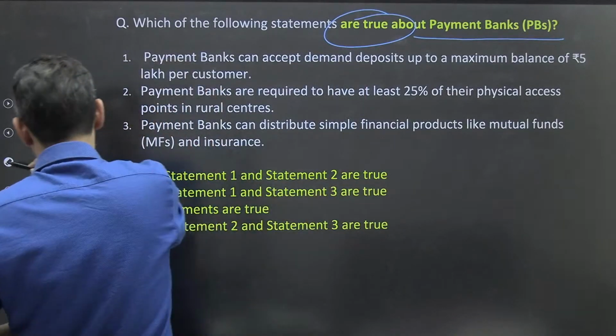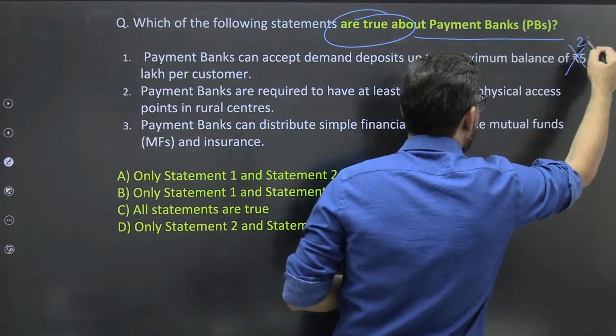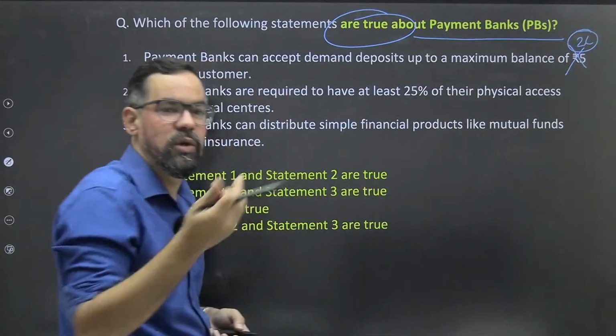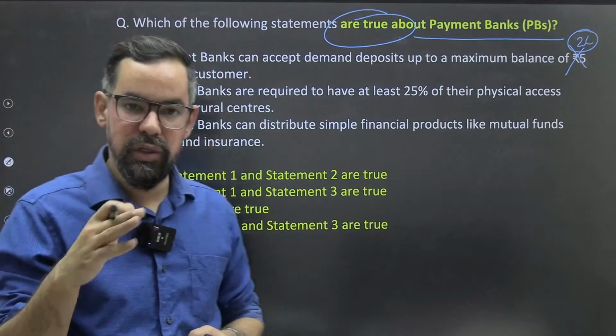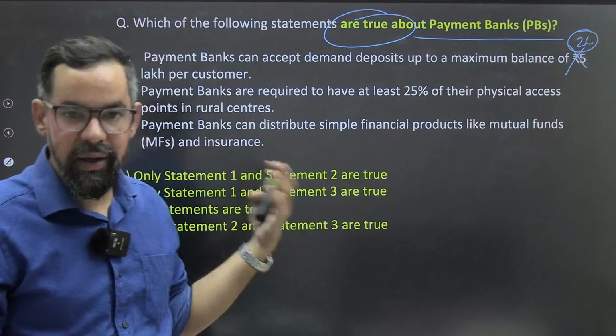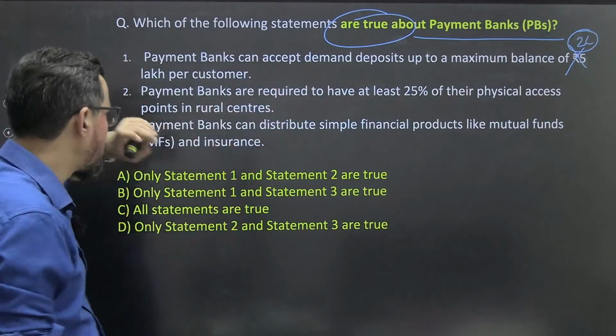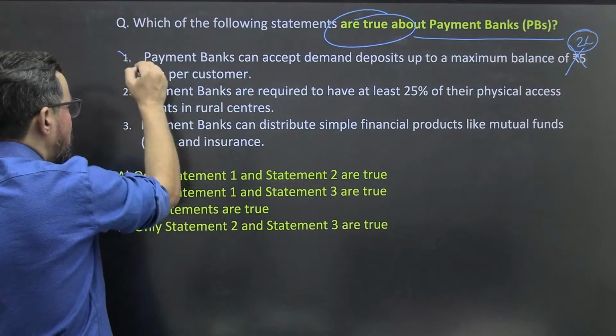Yes, they can accept demand deposit, but up to a limit of not 5 lakh, it is 2 lakh. Okay? Earlier, when RBI gave in-principle certification to these entities, the limit was 1 lakh, but now they have increased that to 2 lakh rupees. So first statement is wrong.